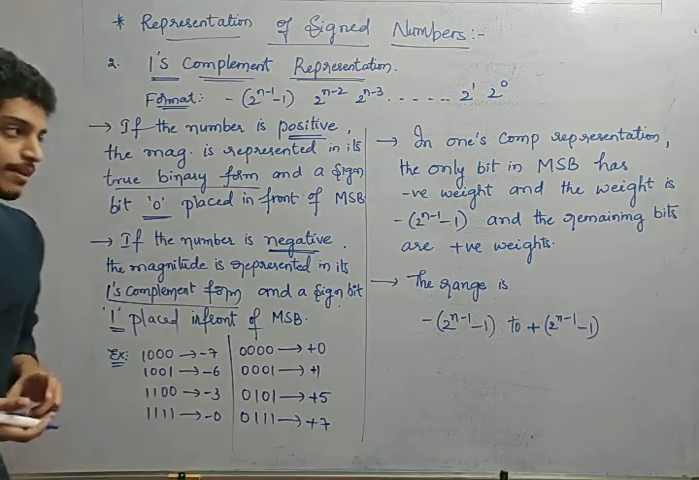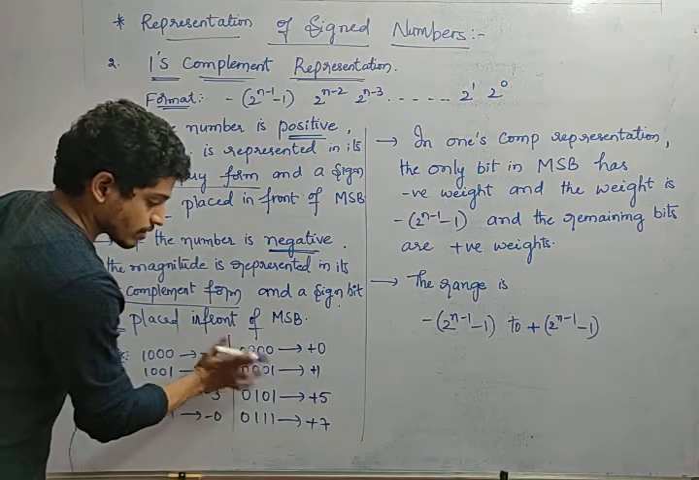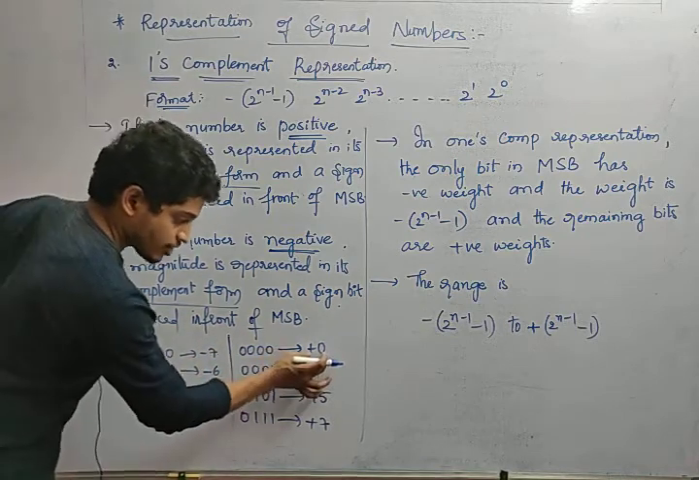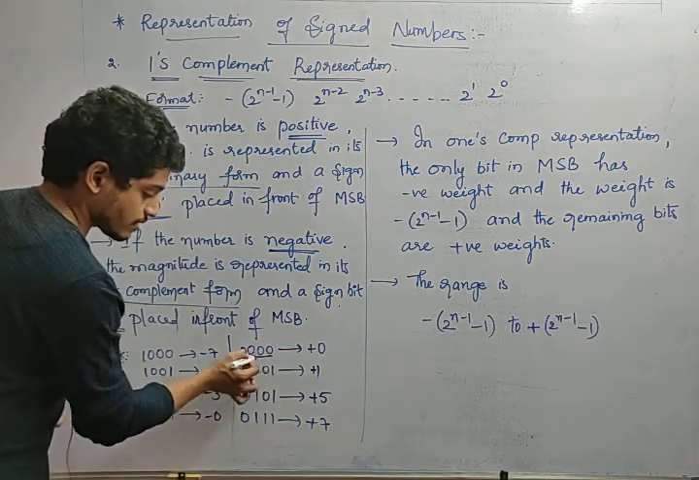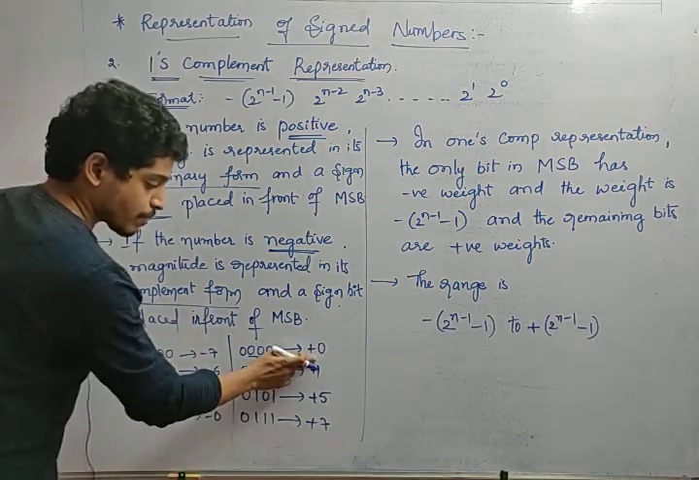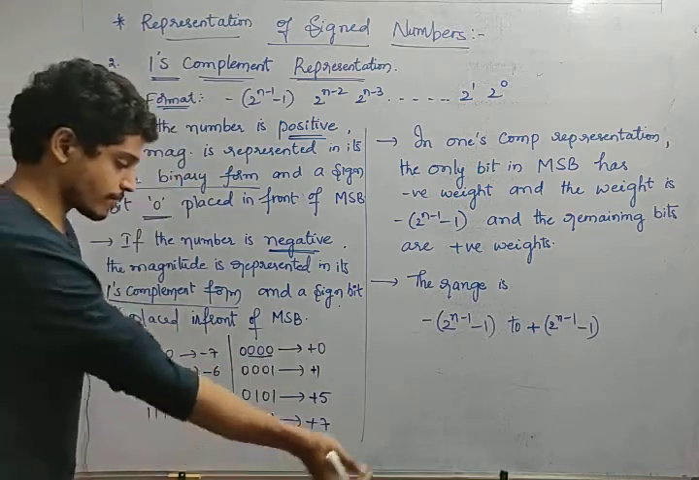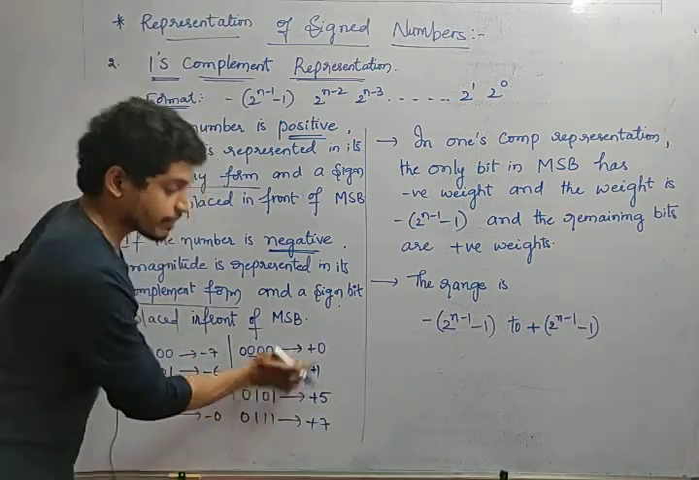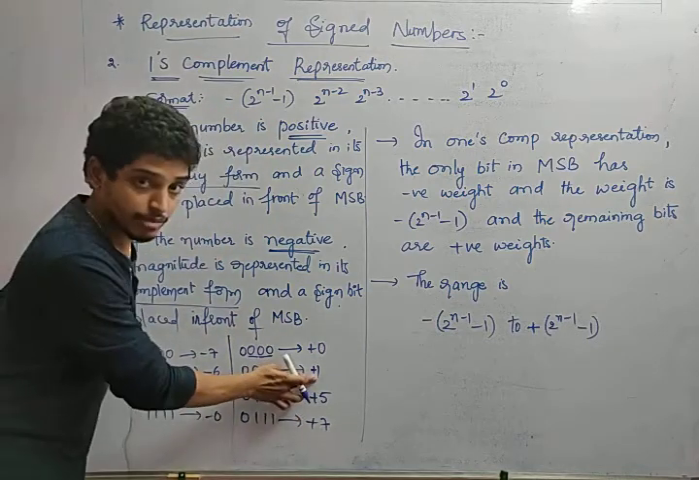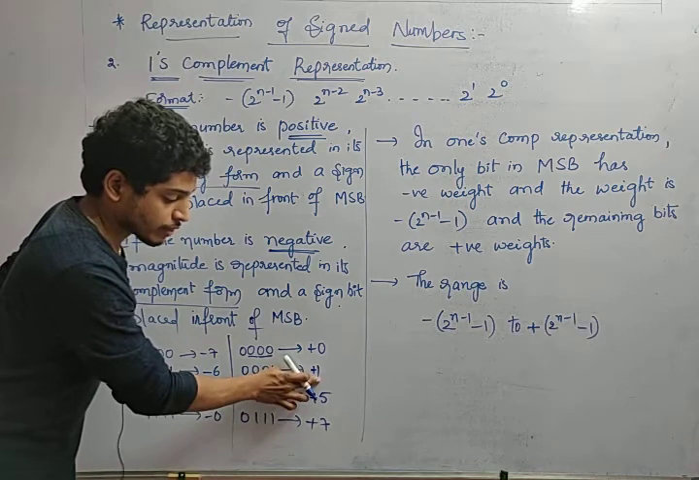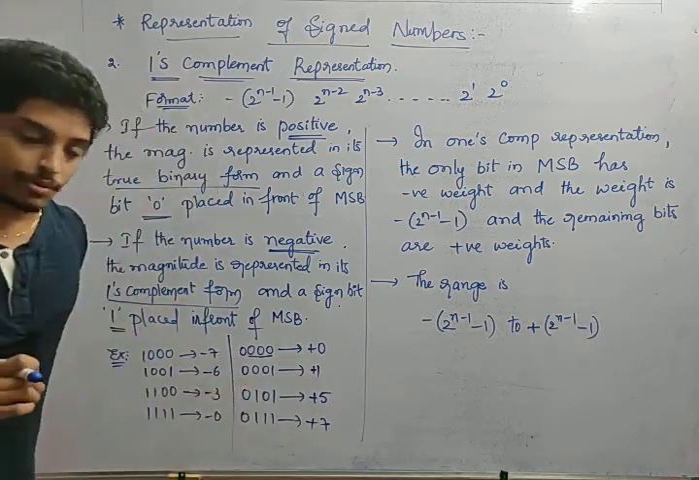Suppose, for example, look at these questions, friends. Suppose we want to represent plus 0 in ones complement method. Plus 0 means these 3 bits are nothing but zeros. The number is positive, so put 0 and write its true binary form, that is 3 zeros. If I want to represent plus 1 in ones complement representation, it is a positive number. So what is the magnitude of 1 in true binary form? 0, 0, 1, and we keep the sign bit 0 in front.